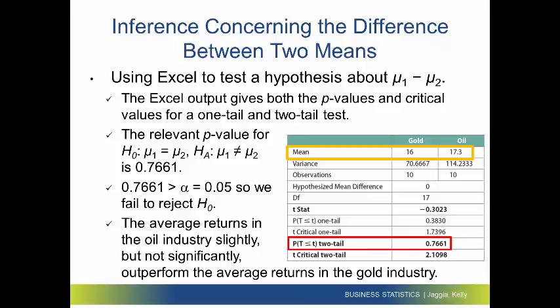Similarly, if we look at the t statistic in relation to the t critical value, the t statistic of negative 0.3023 is certainly between negative 2.1098 and 2.1098. The conclusion is therefore something like there is not enough evidence to conclude that the two industries differ in terms of average returns. Well done, everyone.